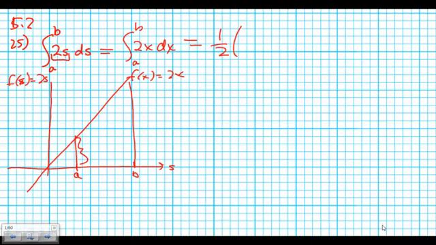base 1. But what is base 1? What is that distance? 2a. Now that I gave you the answer, why is it 2a? Because I plug a into my equation, my function. When I plug a into this function, what do I get out? 2a. What is this coordinate right there? 2b.